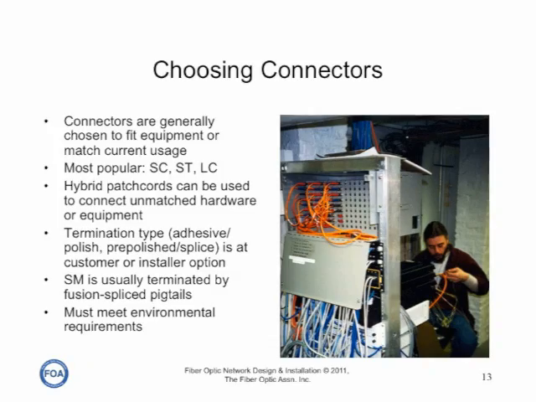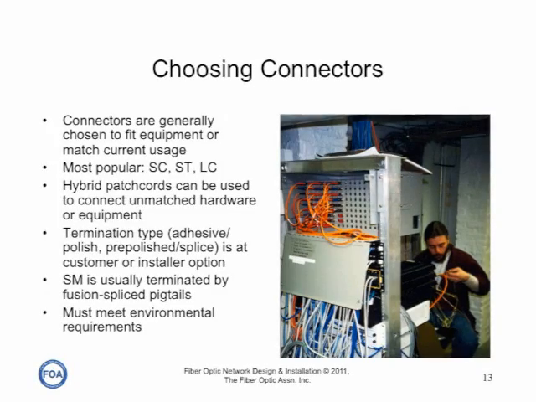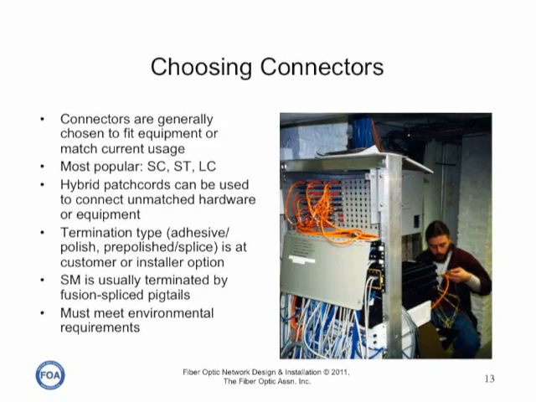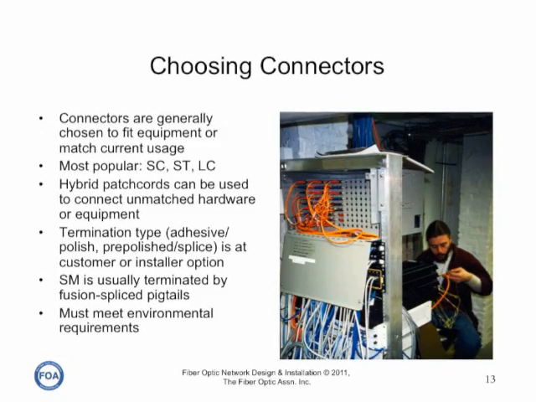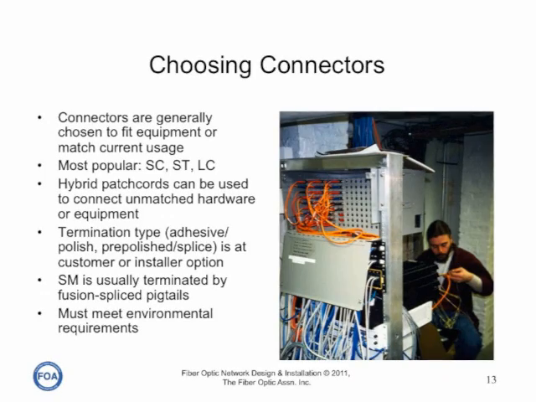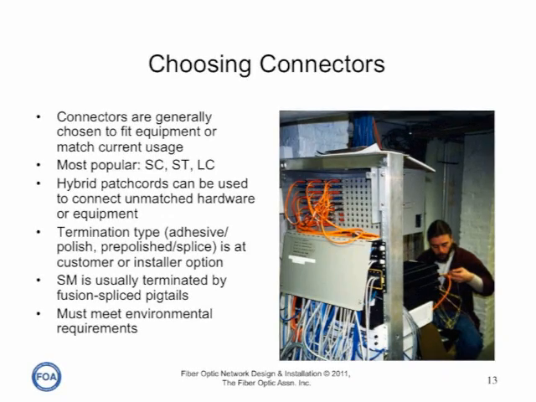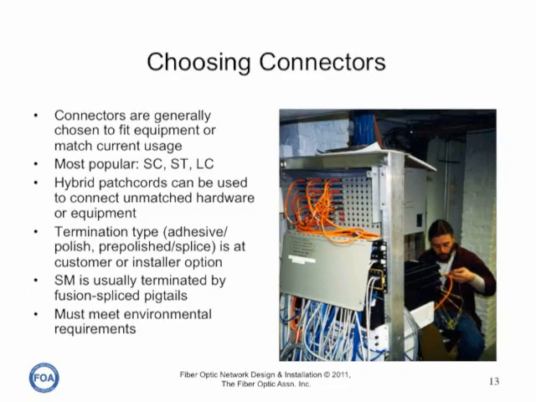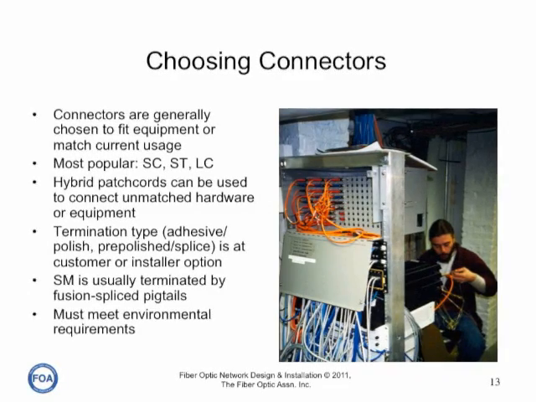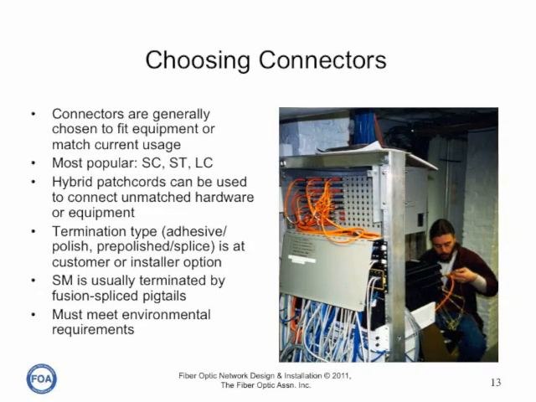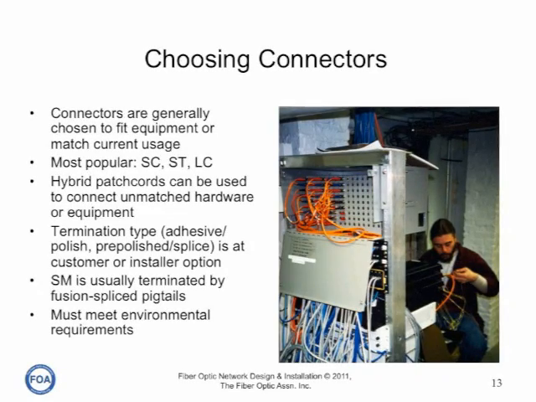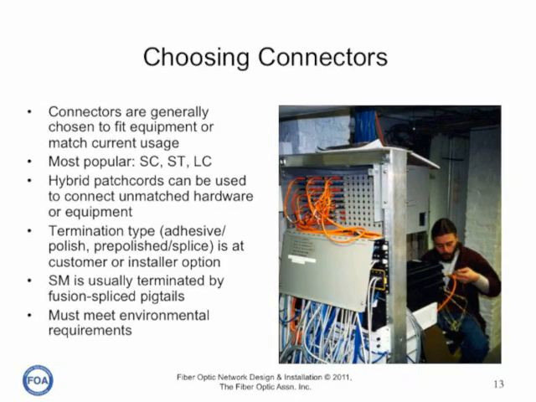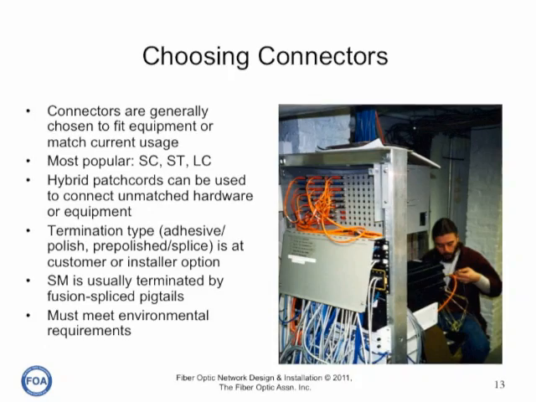Connectors are generally chosen to fit the communications equipment you're connecting to, or to match the connectors in the current cables that are already installed in a building. At the current time, the most popular connections are STs, SCs, and LCs. If you have a cable plant with different connectors than the equipment that you're using, you can use hybrid patch cords. For example, an LC connector to connect up to a gigabit switch, to an SC connector on the other end to connect to the current cable plant.